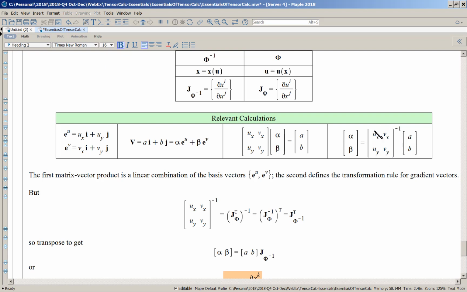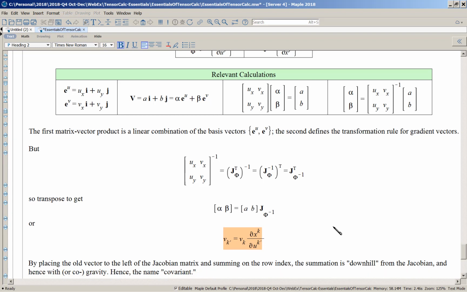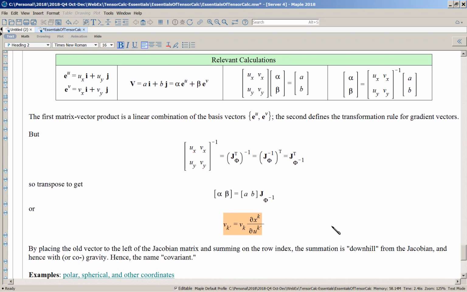This we have just recognized as the transpose of the Jacobian matrix, but now I'm transposing that, so the transpose has gone away, and I have a transformation law for gradient vectors that has the old vector on the left and a Jacobian matrix on the right. Now look at that sum. From the perspective of the Jacobian matrix, that sum is downhill, co-gravity, covariant. There's the name covariant.